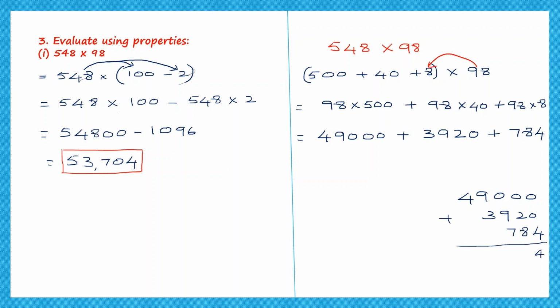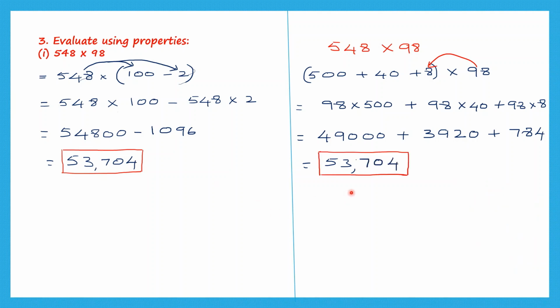So 4 and then 2 plus 8 is 10, carry 1. 1 plus 9 is 10, 10 plus 7 is 17, carry 1. 9 plus 1 is 10, 10 plus 3 is 13, carry 1. 4 plus 1 is 5. So what do we have here? 53,704. Now, as you can see, the answer here and the answer here are the same. So you can use one of these methods, whichever you're being taught in school, and get the answer. You can use this method or this method to get your answer.